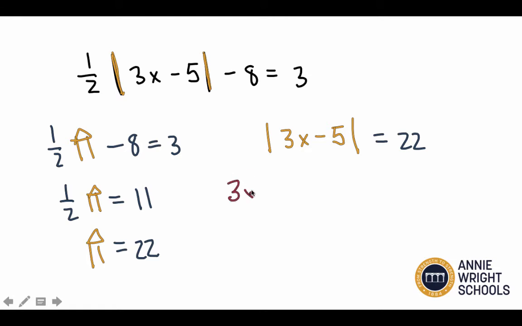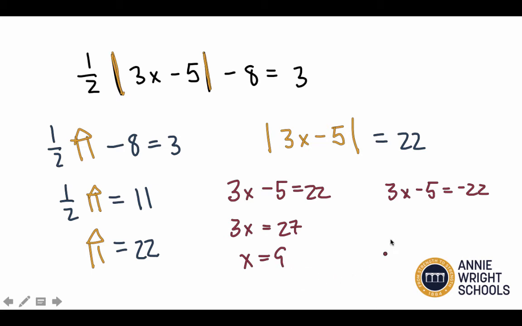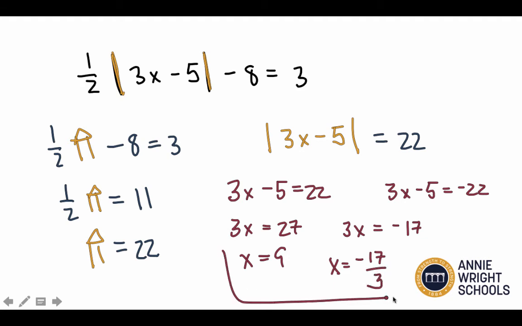Alright, so you start 3x minus 5 equals 22, or 3x minus 5 equals negative 22. Add 5 to both sides. Over here you get 3x equals 27, x equals 9, dividing both sides by 3. Add 5 to both sides over here, you get 3x equals negative 17, divide by 3, and you get x equals negative 17 over 3. Both of those solutions work.